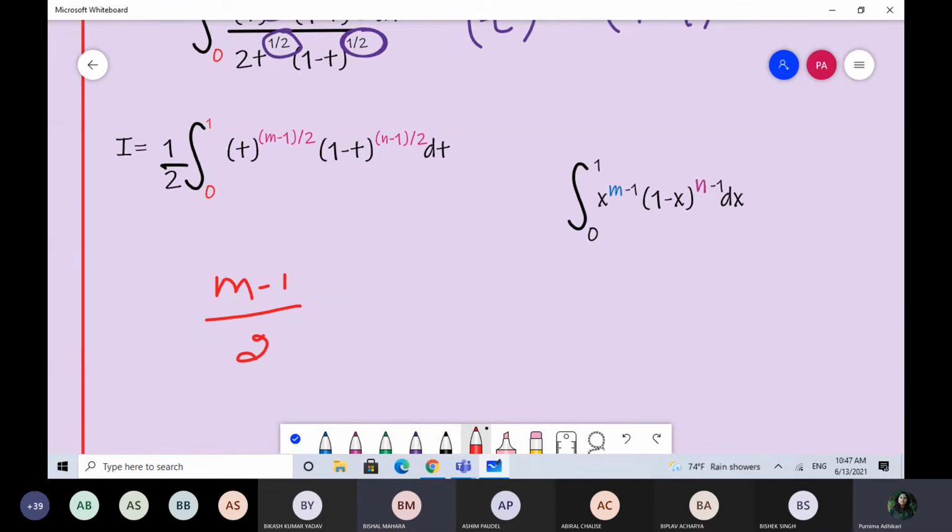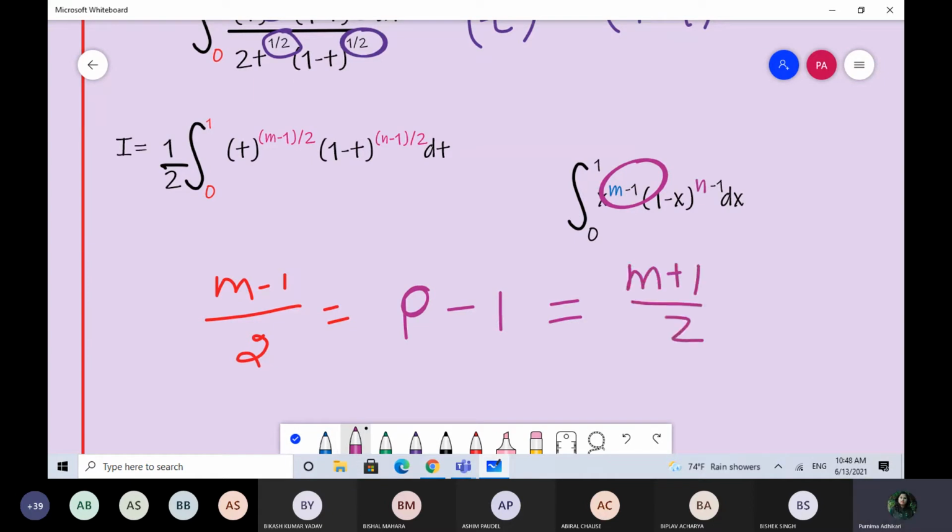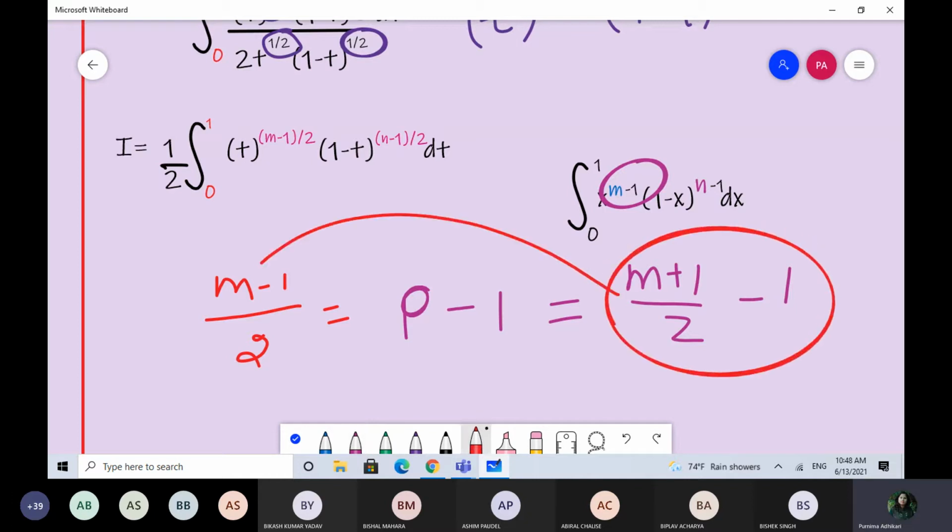What is our power? M minus 1 by 2. Now, this power, how should we write it? Some number minus 1, isn't it? Because here we need something like that. We need some number minus 1. So what is the value of P? What will be that number minus 1? M plus 1 by 2 minus 1. You see? Calculate this. You will get exactly the same. Yes or no?